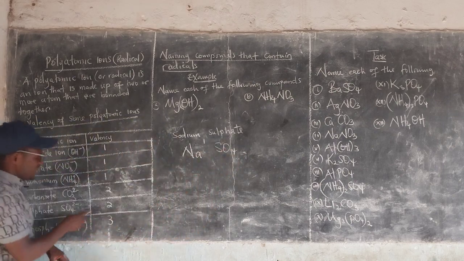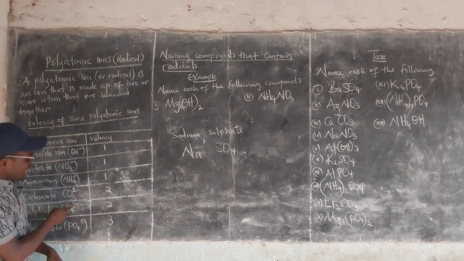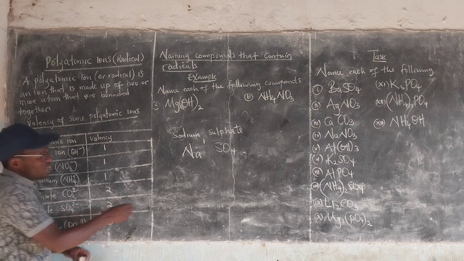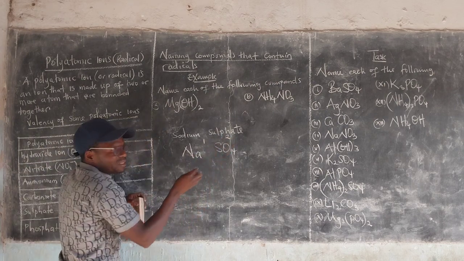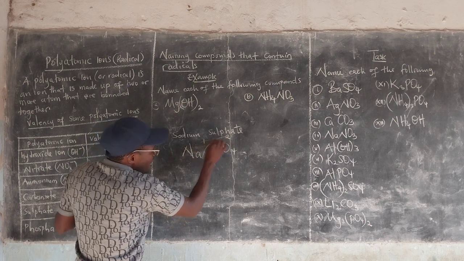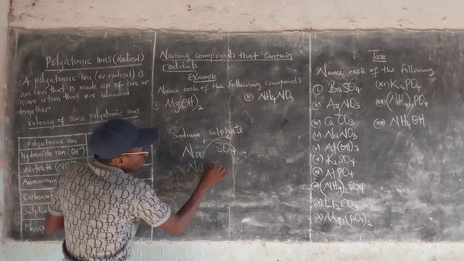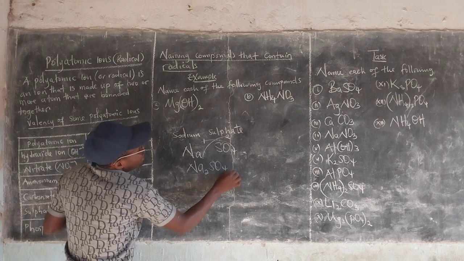And what is the valence? The valence in this case is 2. Sodium was losing, so the valence now is a positive one. Sulfate has a valence of 2. What happens there? They are going to swap each other. After swapping it will be Na2SO4. We cannot indicate 1 there.